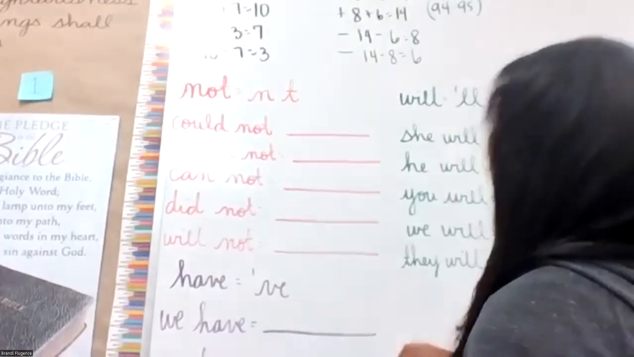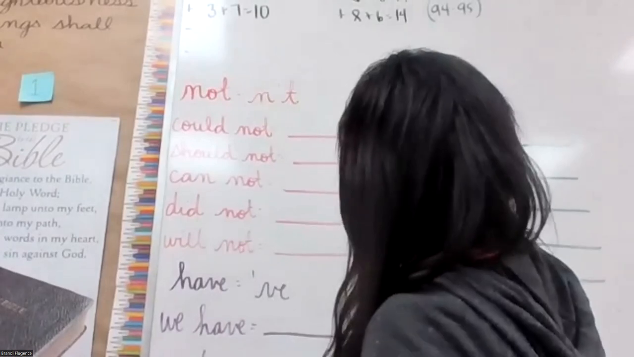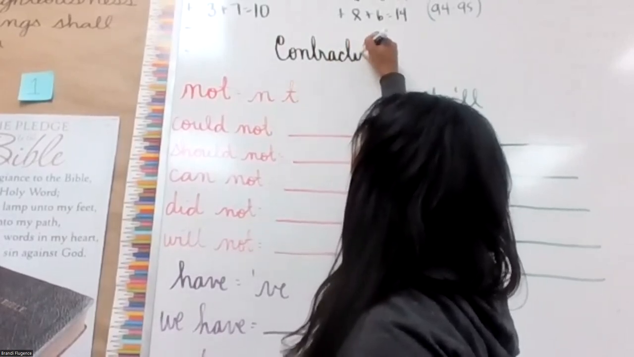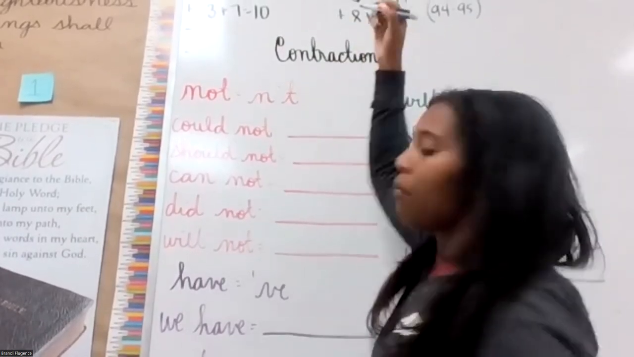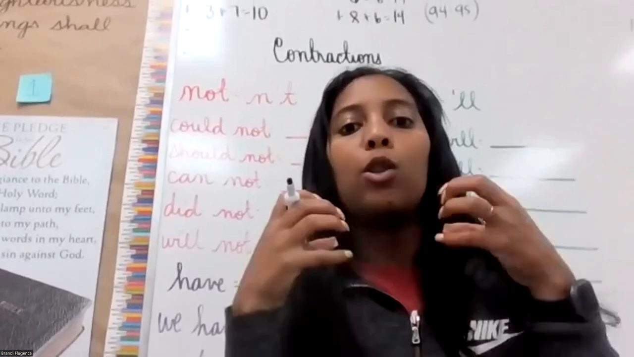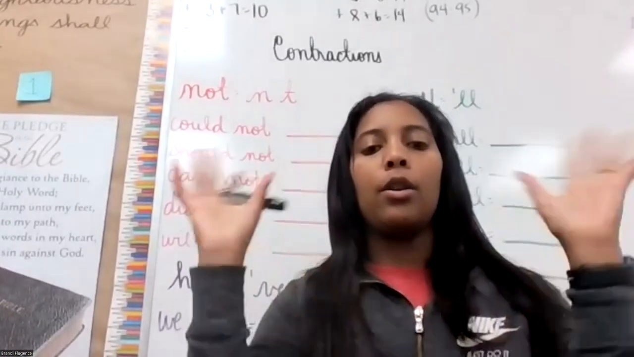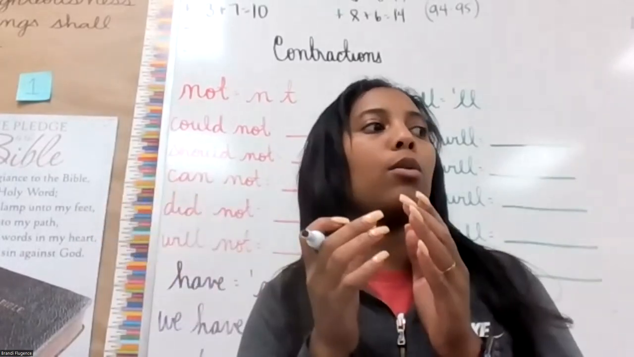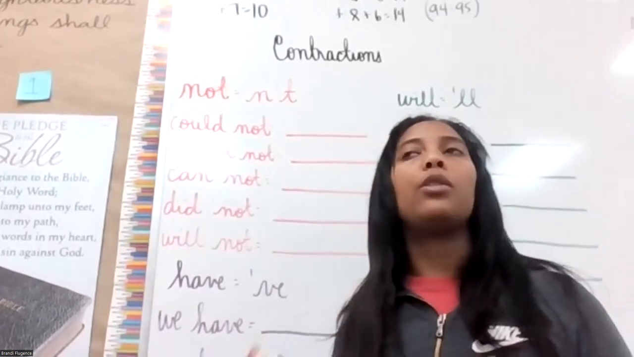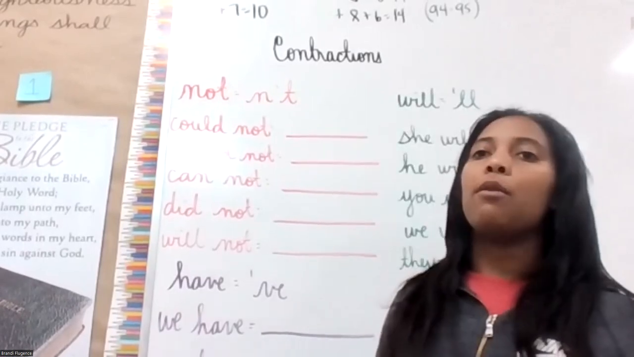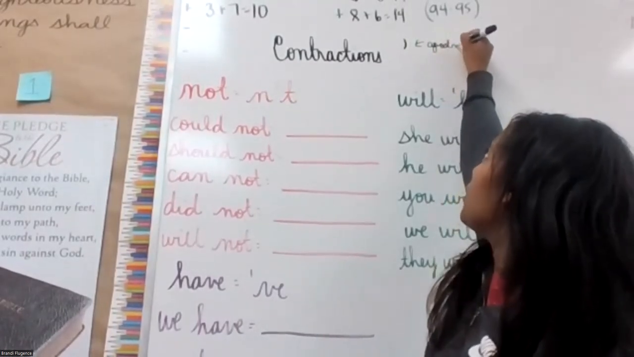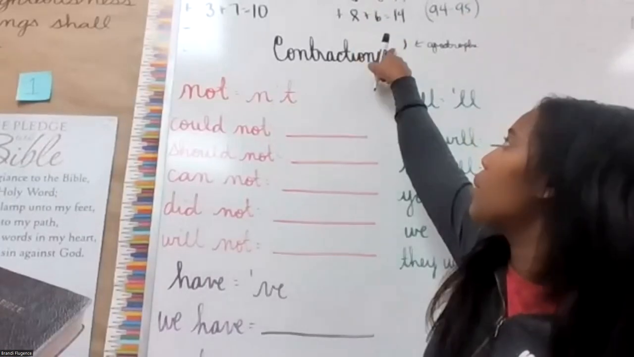Let me write that up here. Contractions. We're going to learn about contractions. Okay. So a contraction is when we have two words that we put together to shorten them, to make a smaller word. You'll have two separate words, then when you join those two words together, you will shorten it to make a new word. Whenever we shorten the word, we take out some of the letters and replace those letters with what's called an apostrophe. Apostrophe. Okay? So this is what an apostrophe looks like.